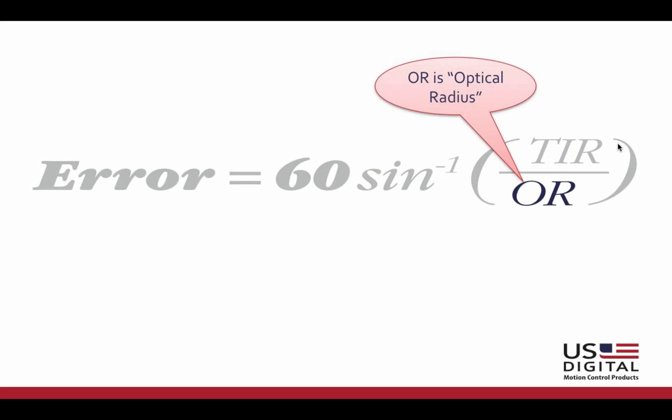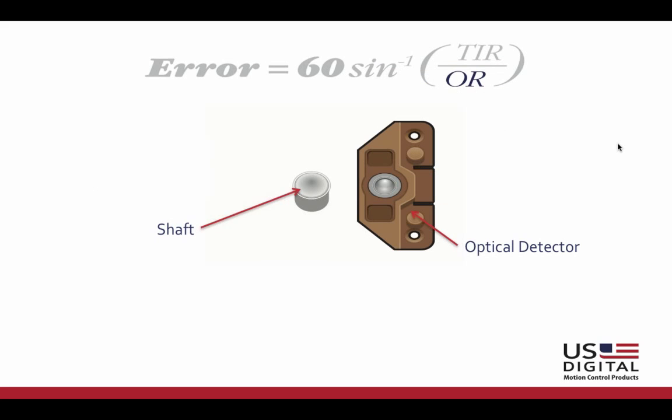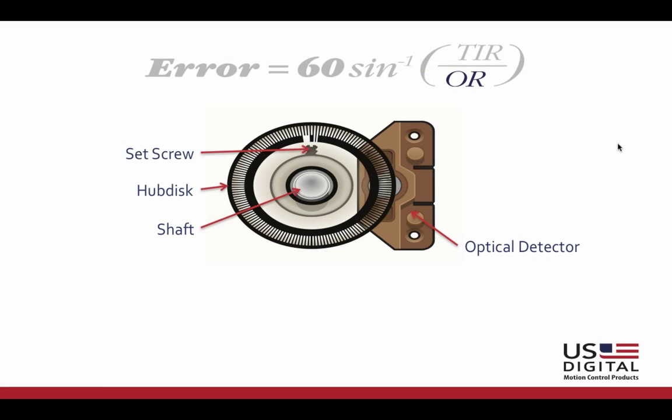So first in this formula, we'll talk about the optical radius. The optical radius represents the distance inside the encoder from the center of the optics to essentially the center of the reading track of the sensor of the encoder. And we'll do an illustration to show what that really means in the next slides.